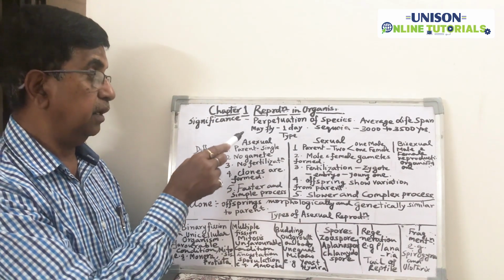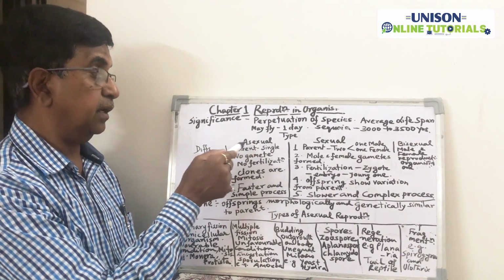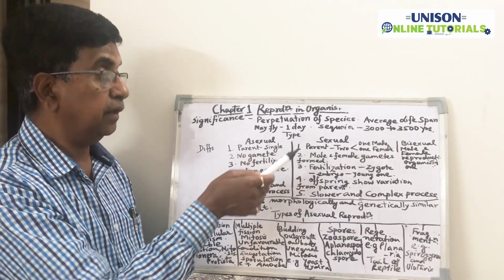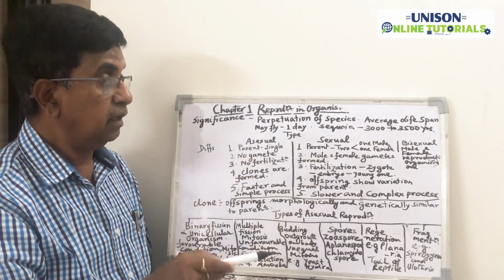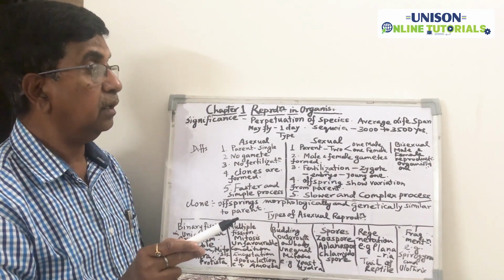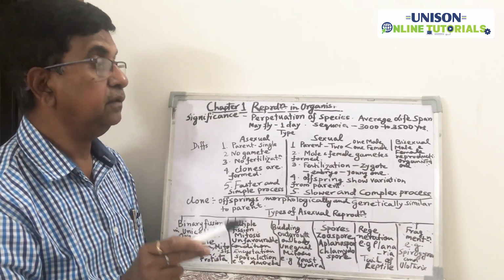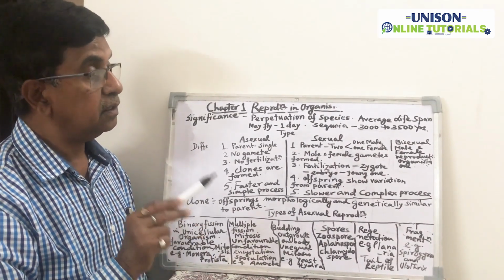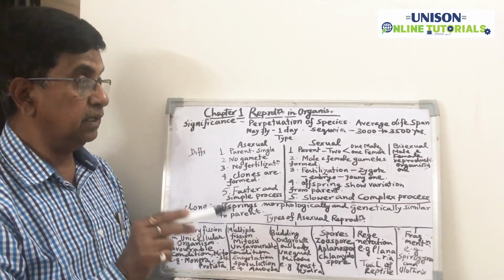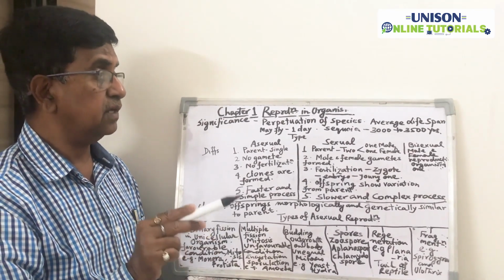For example, asexual reproduction, number 1, only a single parent is involved. In sexual reproduction, there are two parents involved, one is male, other is female. Even in a bisexual animal, there is a single animal or plant, but both male and female reproductive organs are present in the single animal or plant. Like we see in case of earthworm and leech in animals, and most of the angiosperms, the flowers are bisexual.